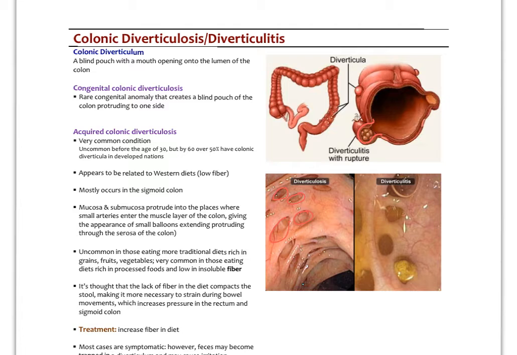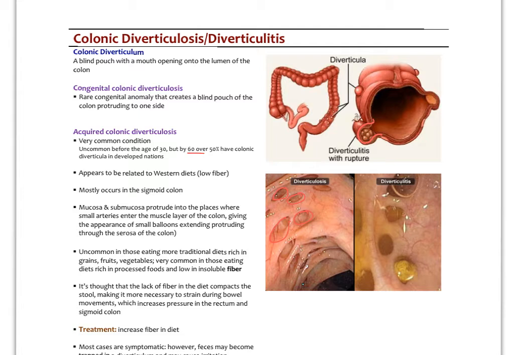There are different reasons for that. One could be congenital, which is rare; there's a congenital anomaly that can create that. But most of them are acquired. It's very common and increases with age. By the age of 60, about half of people have colonic diverticula, if not more.